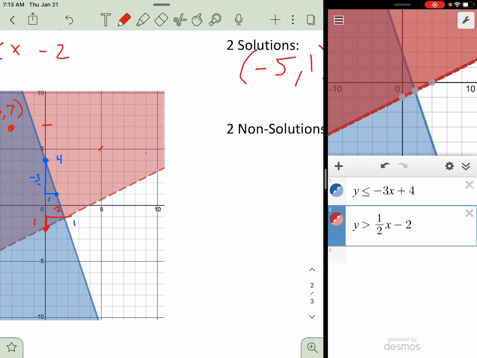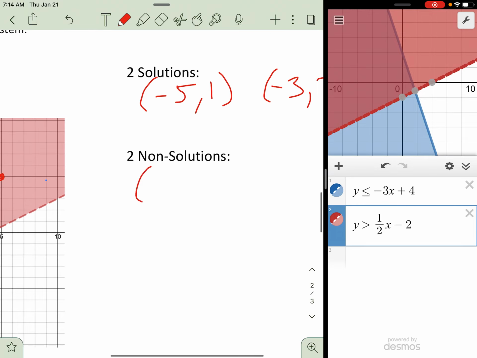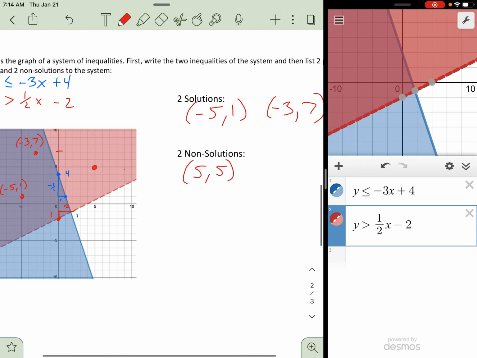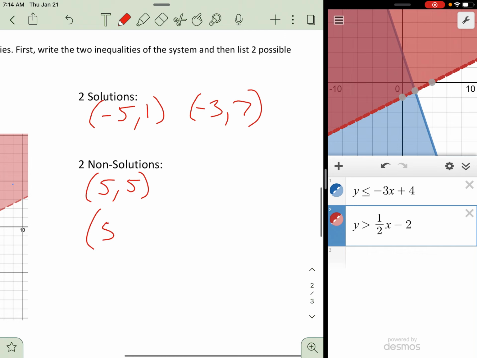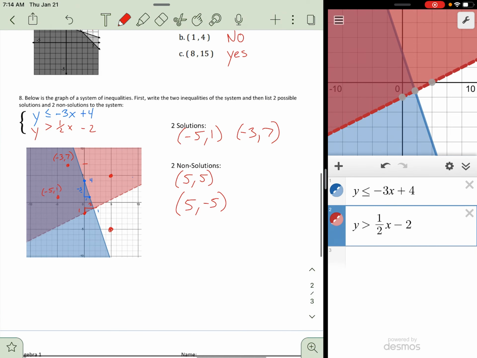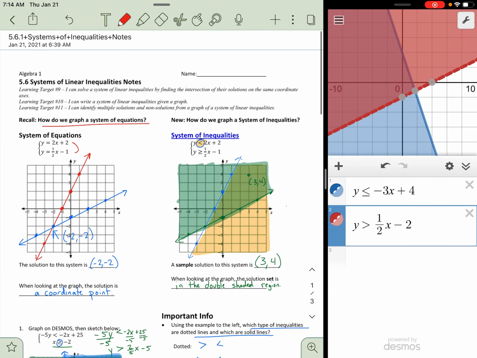All right, and where would two non-solutions be? Well, 5, comma 5 would be a non-solution because it's not in a double shaded region, and 5, negative 5 would not be a solution. Okay, so that's how you identify where the solutions are.